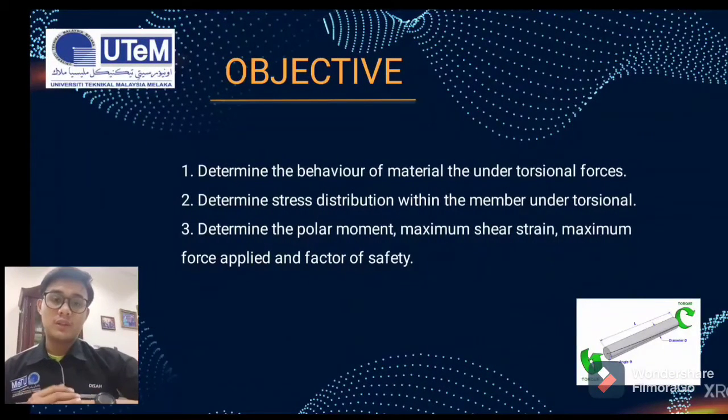Okay, so we go to the objective of this assignment. The first one is to determine the behavior of the material under torsional force. So we want to identify the behavior of the material when it goes through the torsional force. The second one is to determine the stress distribution within the member under the torsion. And the last one is to determine the polar moment, maximum shear strain, maximum force applied, and factor of safety. This objective we can conclude in the calculation in this assignment as well.